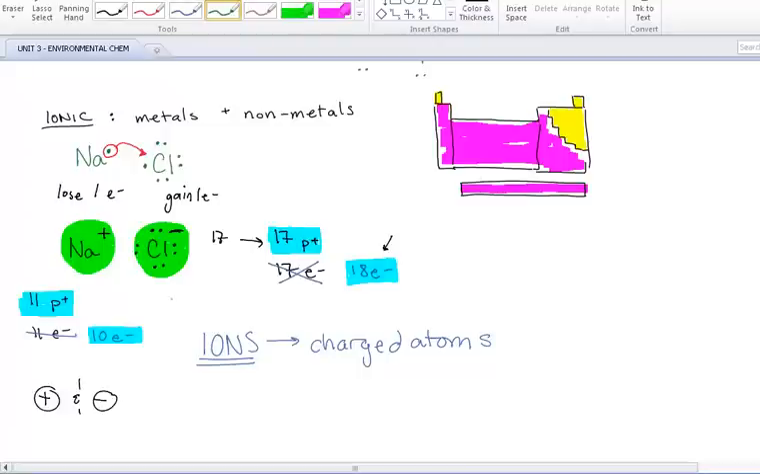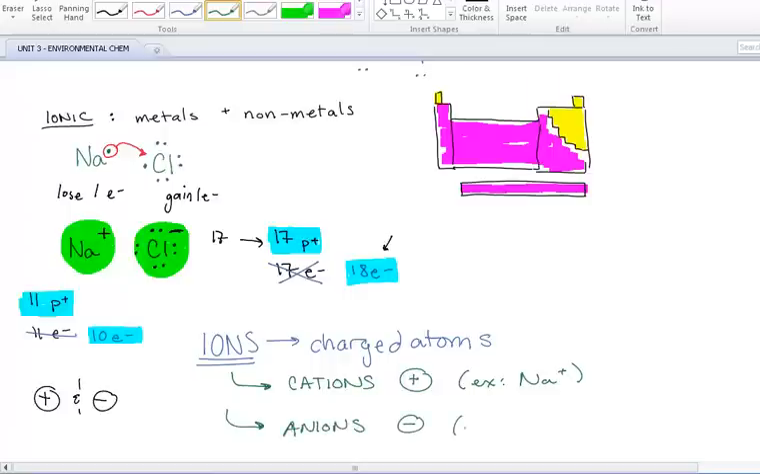So there's one last thing you need to know for today, and that's the names for the two different types of ions. So there are cations, and cations are ions that have a positive charge. So for example, Na positive, and then there are anions. And anions have a negative charge, for example, chlorine.